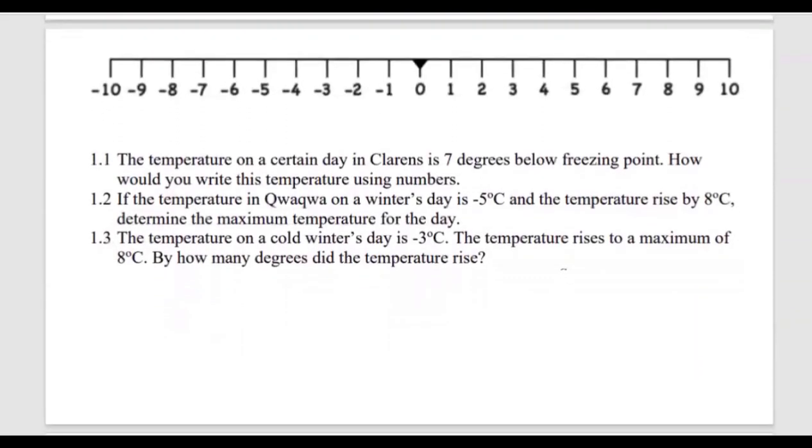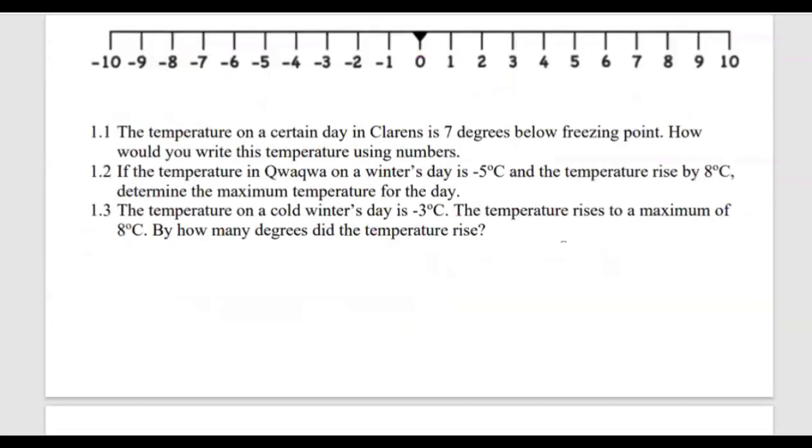Okay, we go on and we look at the questions. The temperature on a certain day in Karen is 7 degrees below freezing point. How would you write this temperature using numbers? Now, definitely, they're telling us below.